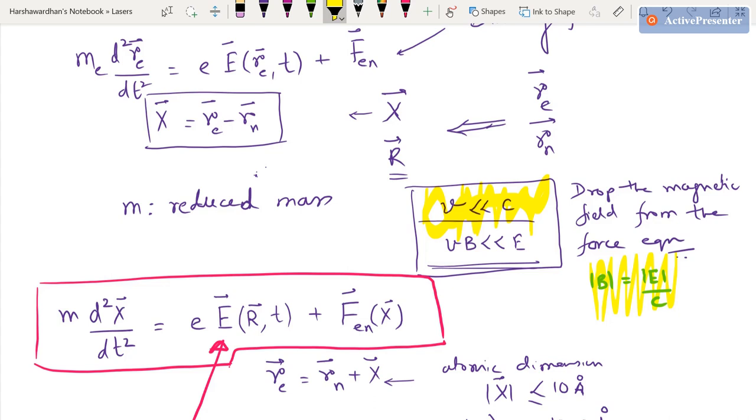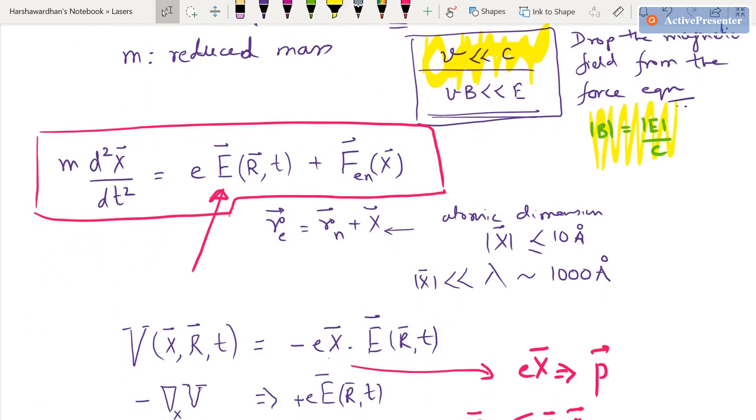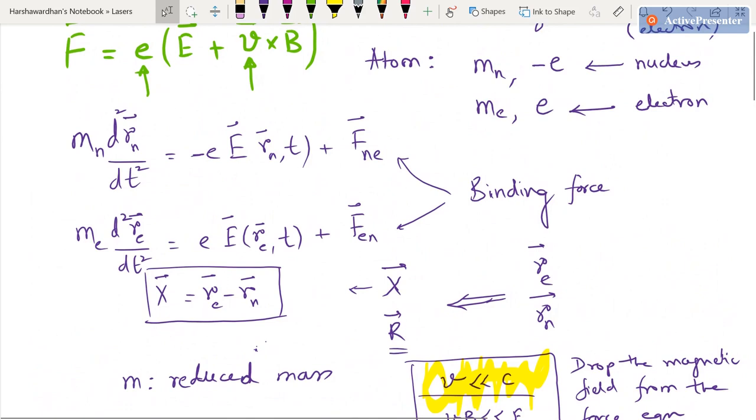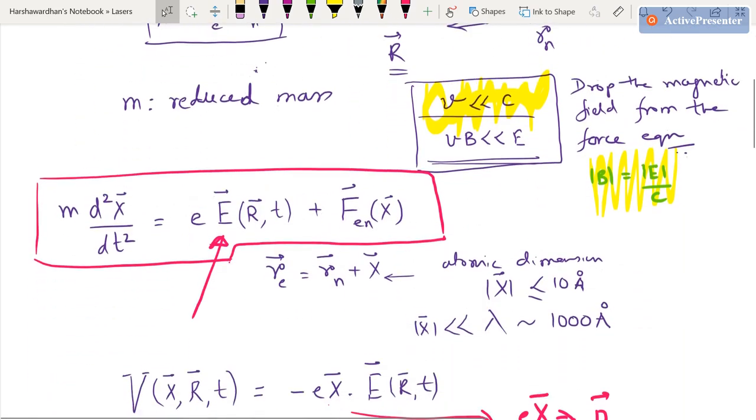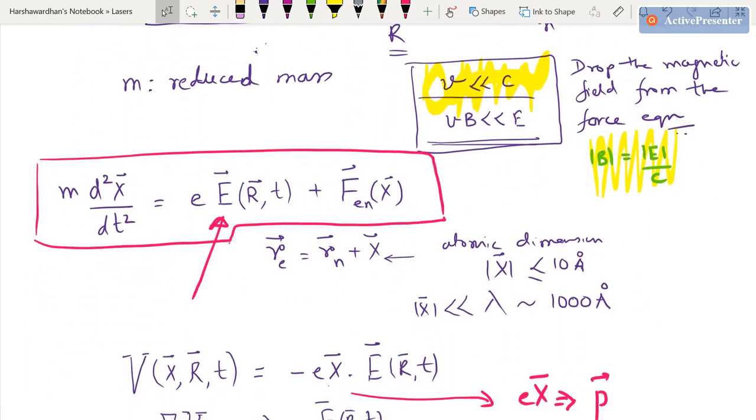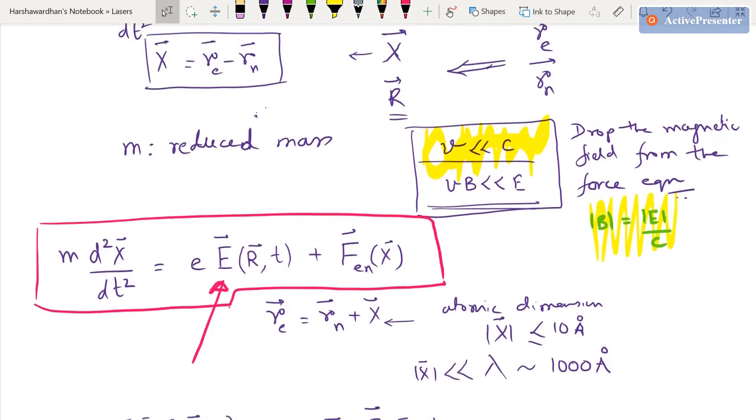Right. So we just put all this together and go into the new coordinates. We have gone in from the new coordinates being the relative position, which is the difference between the locations of the electron and the nucleus, and that is X, and capital R is the center of mass coordinate of the atom. As you can clearly see, we are interested in the internal degrees of freedom of the atom. So we are not interested in the overall location of the atom. Hence, we are not going to look at the equation that governs the center of mass of this atom.